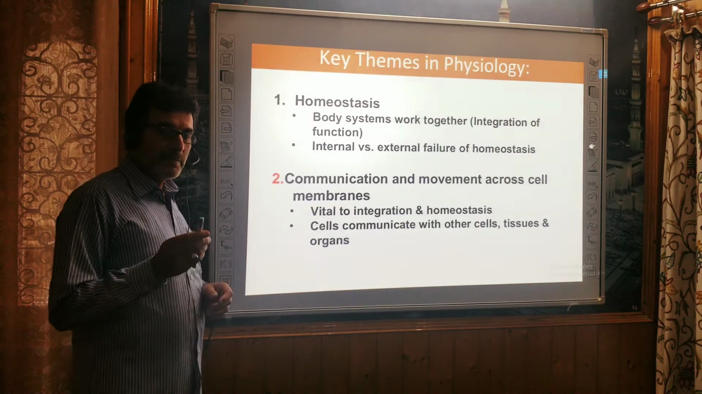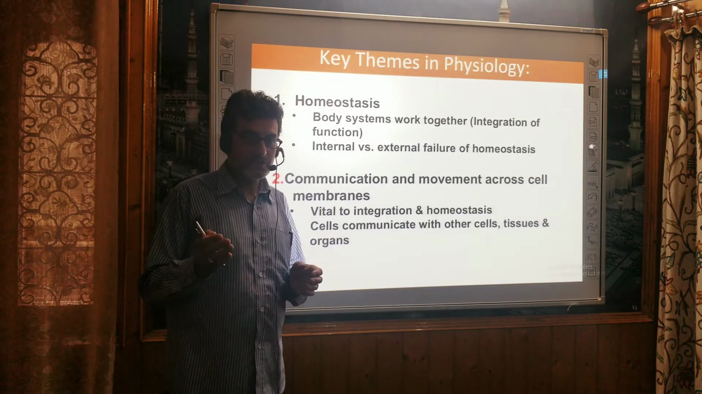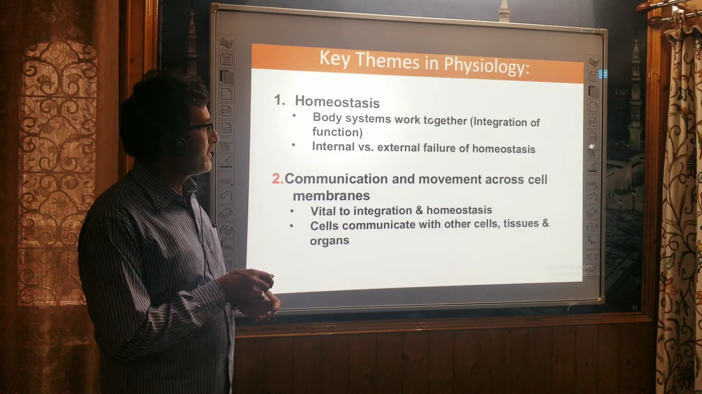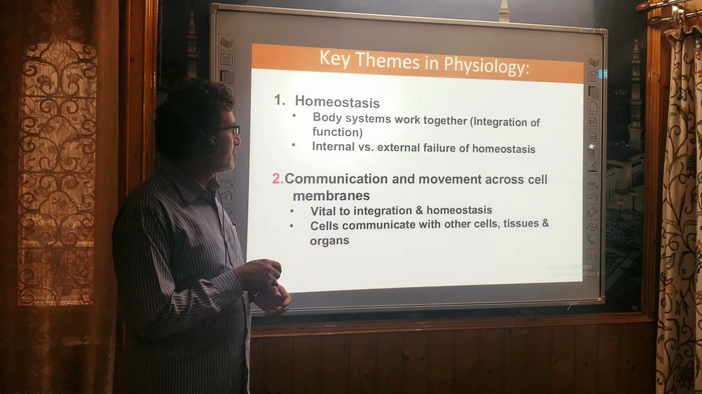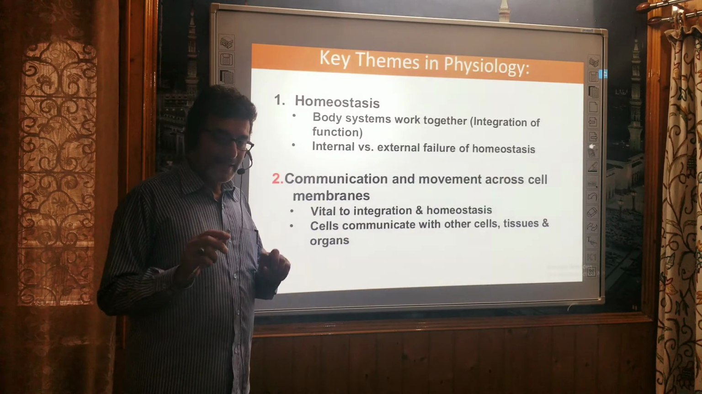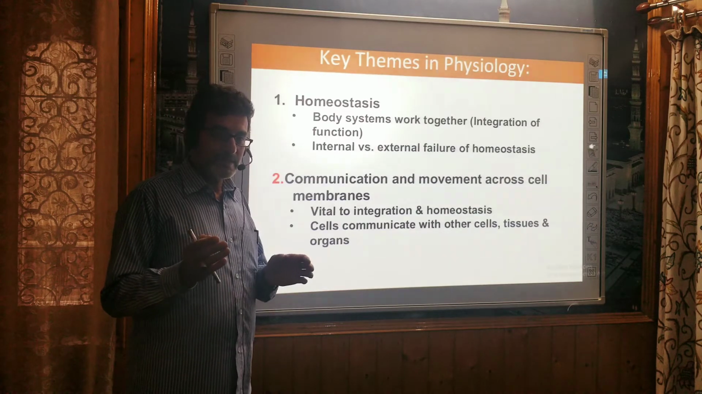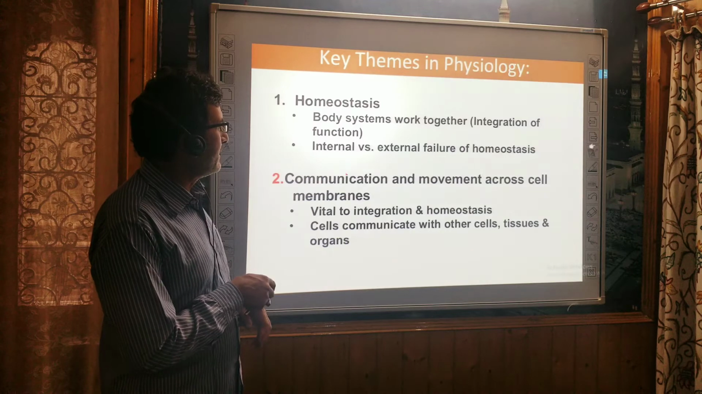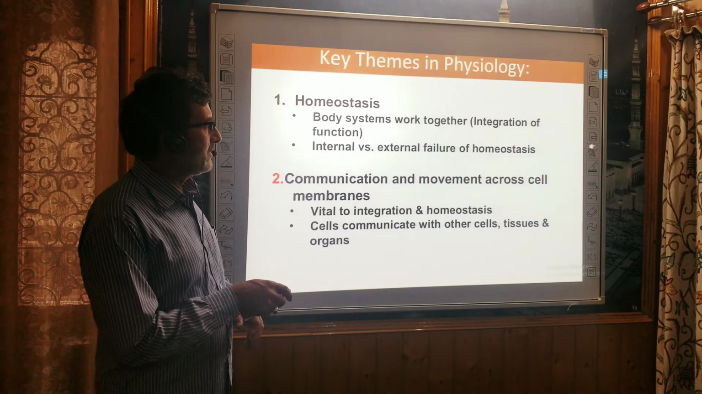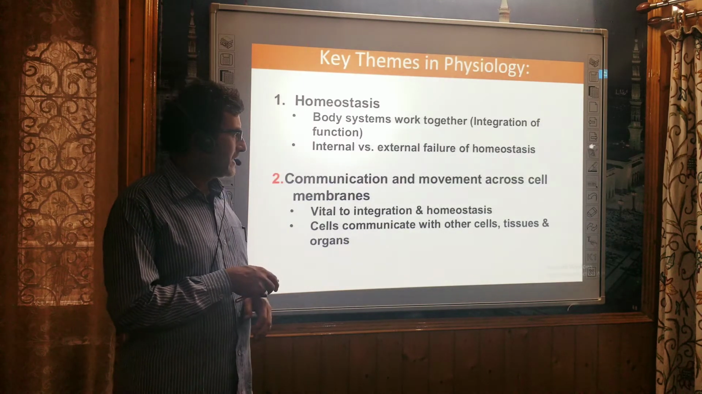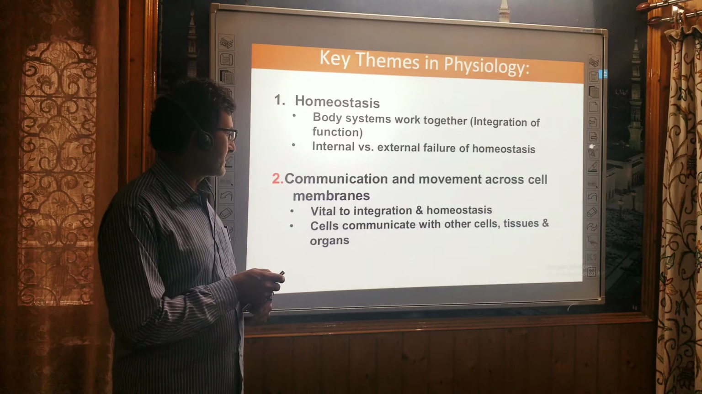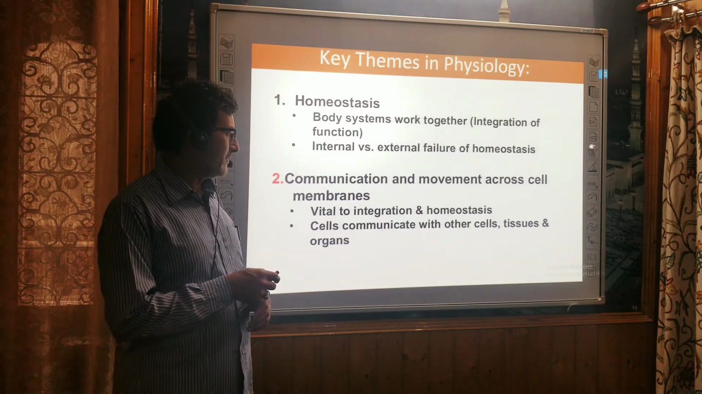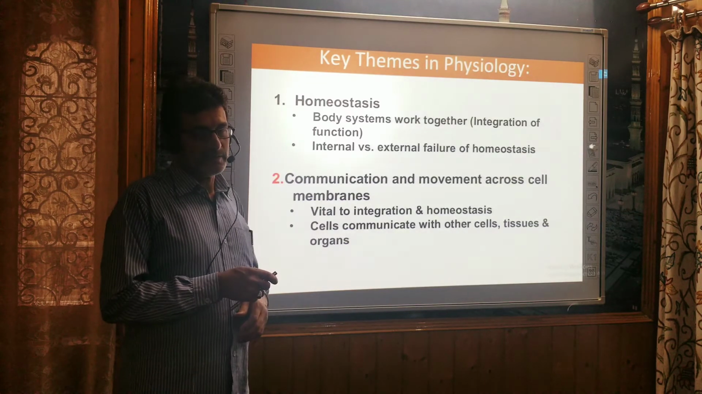Now, in our body we have a special system, that is homeostasis. Homeostasis means body systems work together, integration of function, internal and external. Atmosphere is controlled by the system. We call that homeostasis. Internal versus external. Failure of homeostasis. Communication and movement across cell membranes is vital to integration and homeostasis. Cells communicate with other cells, tissues and organs.